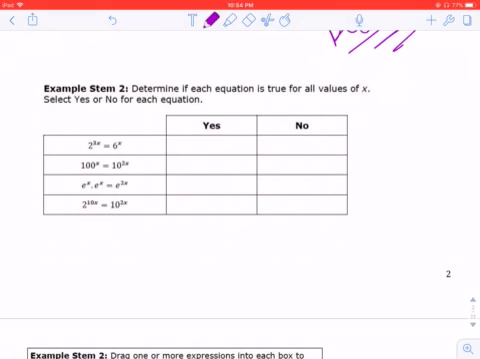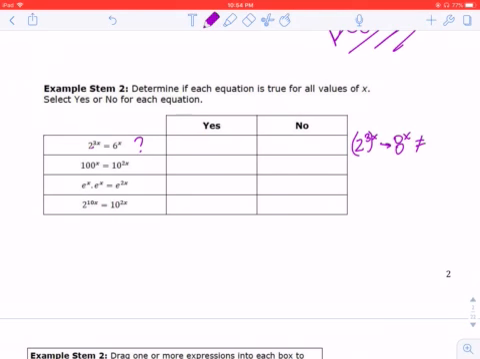Sweet. So let's try this type of problem. Exactly the same structure. It says determine if each equation is true for all values of x. So basically it just means, is this equation true? If I look at this one here, I see 2 to the 3x, and I know that could be written as 2 to the third, which is 2 times 2 times 2, which would be 8 to the x.